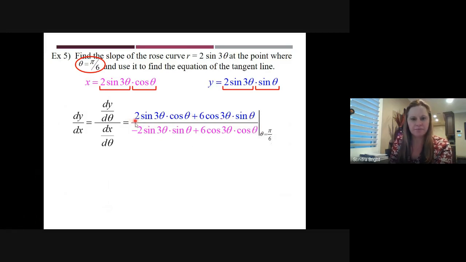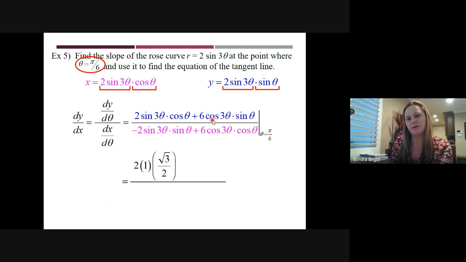So I would have a 2. I would have sine of 3 times pi over 6, which when you simplify it, is pi over 2. So you'll have a sine of pi over 2, and then a cosine of pi over 6. So you have 2, sine of pi over 2 would be 1, and cosine of pi over 6 would be root 3 over 2.